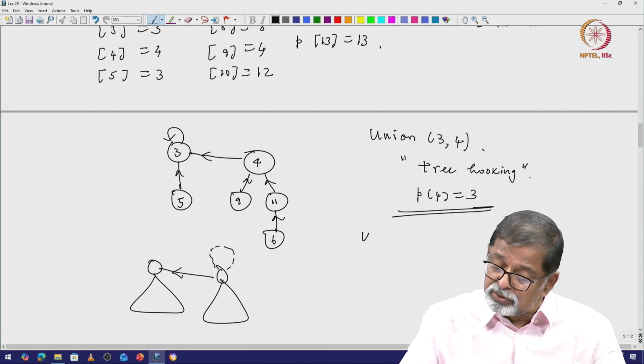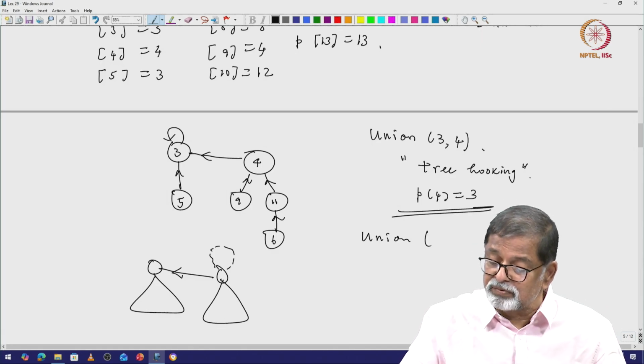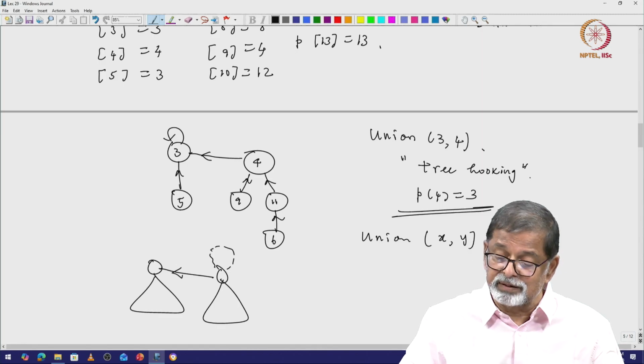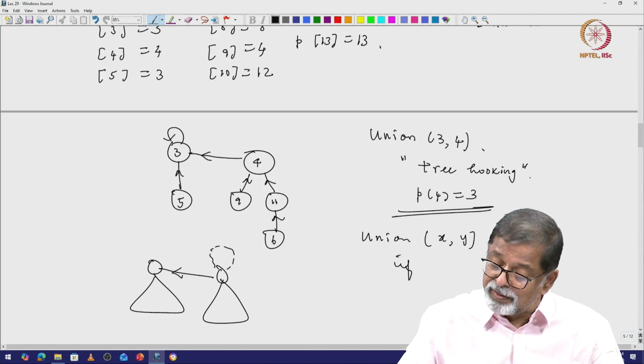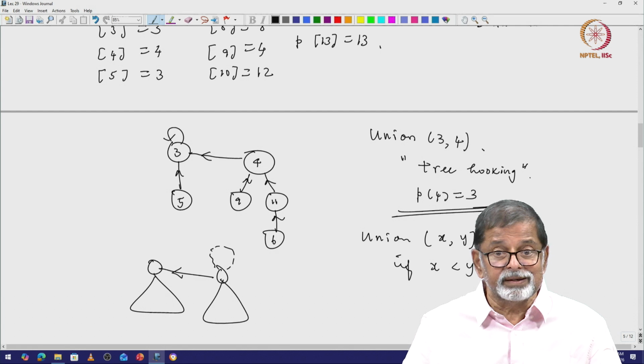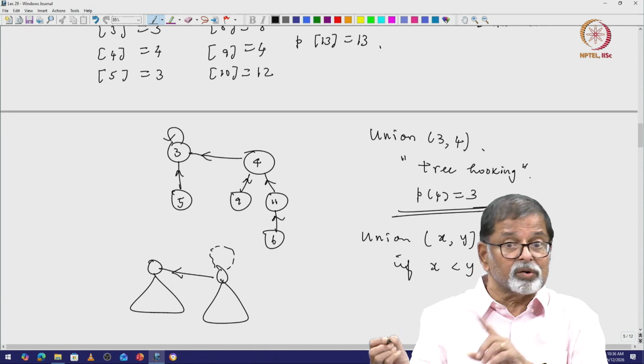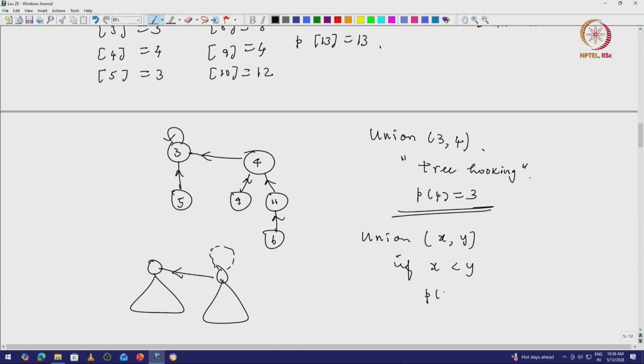In general, how do you do union of x and y? If x is less than y, hook y to x, parent of y equal to x, because this is the name of the new set. By hooking, all the elements are put together in a single tree.